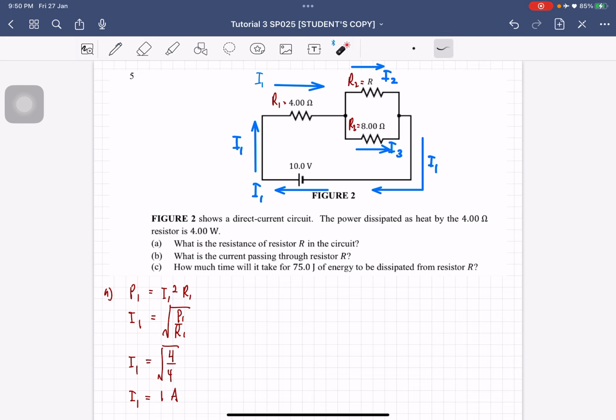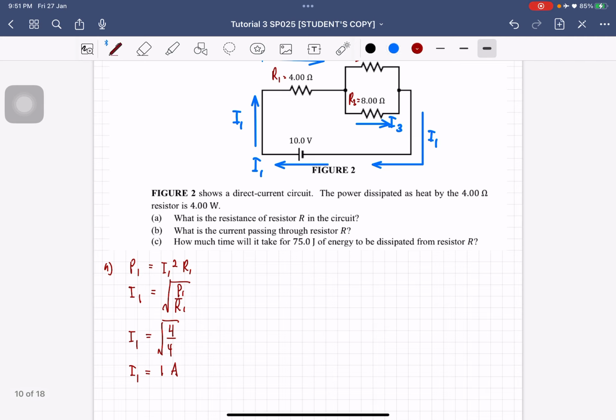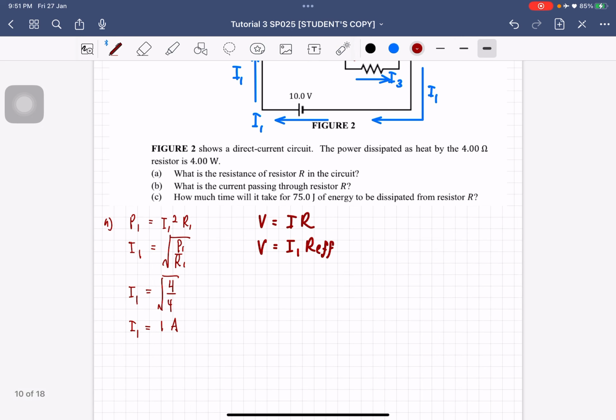From this current at the external circuit, we can find the effective resistance. After we get the effective resistance, we can use the effective resistance formula to find the value of R. How do we do that? We know that V is equal to IR. The V that we are using is the 10 volt, I is I1, R is the effective resistance. We want to find the effective resistance, so we arrange for it. V is 10, I1 is 1. So the effective resistance is equal to 10 ohm.